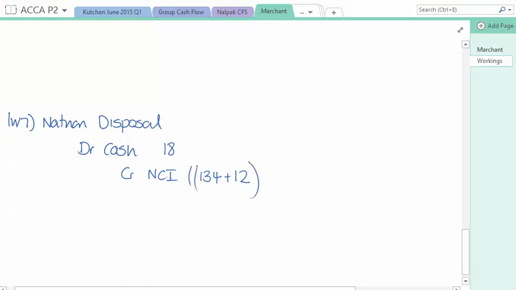So the value of Nathan at the date of the sale is the value of the net assets, 134 million, plus the 12 million of goodwill. And how much are we giving to the NCI? We're giving them 8%. So 134 plus 12 gives me a figure of 146 times 8%. And that gives me a figure of 11.7.